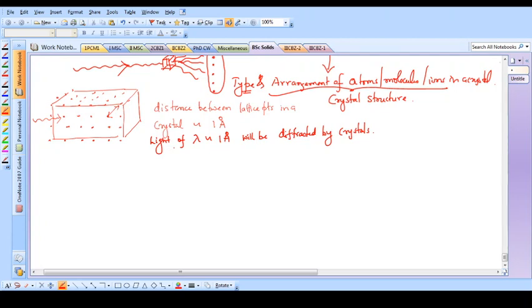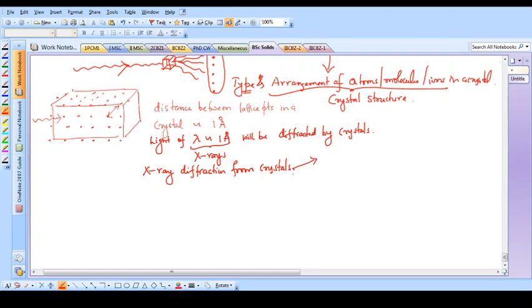And which light falls in this region? It is X-rays. Okay, so we cannot observe a diffraction pattern with visible light in crystals; we can only get X-ray diffraction, that is X-ray diffraction from crystals. Okay, so let us go into a brief understanding of the theory of X-ray diffraction. I hope you understood the introduction part, the concept of X-ray diffraction. Now let us go into the theory of X-ray diffraction.